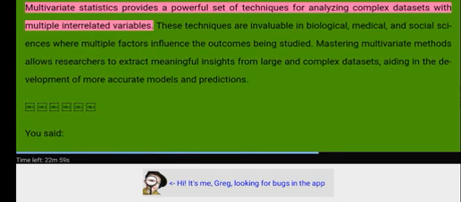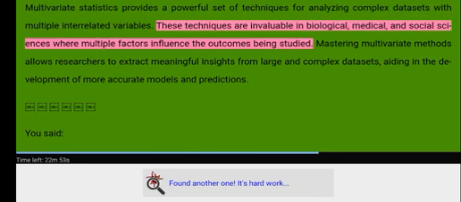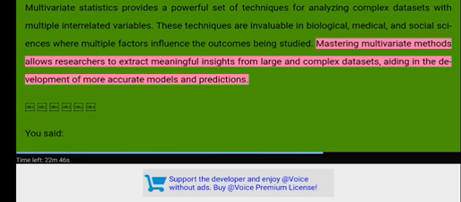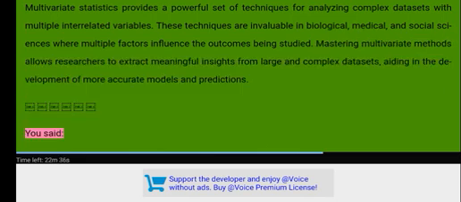Conclusion. Multivariate statistics provides a powerful set of techniques for analyzing complex datasets with multiple interrelated variables. These techniques are invaluable in biological, medical, and social sciences where multiple factors influence the outcomes being studied. Mastering multivariate methods allows researchers to extract meaningful insights from large and complex datasets, aiding in the development of more accurate models and predictions.